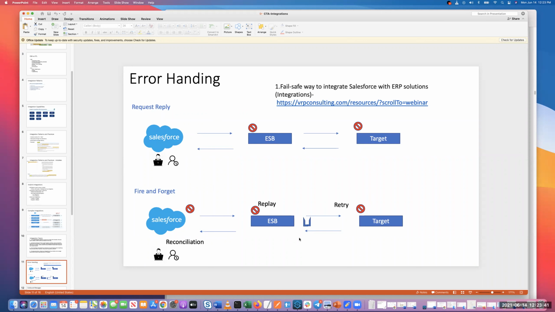For example, fire and forget. If using fire and forget with a platform event and the ESP is down, they could do a kind of replay and get the message back to the ESP, right? But if the target system is down, the ESP could do a retry. Retry could be, for example, every 5 seconds. But if they want to try, say, after 10 minutes, they might have a queuing mechanism. The ESP could put the message in a queue, and that could have another retry mechanism on the target, right?